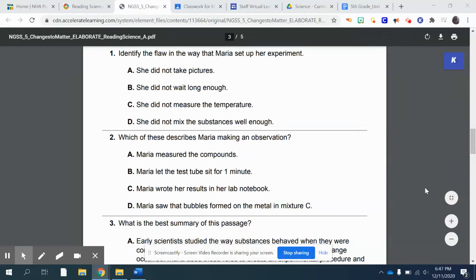Number 1, identify the flaw in the way that Maria set up her experiment. A, she did not take pictures. B, she did not wait long enough. C, she did not measure the temperature. D, she did not mix the substances well enough.